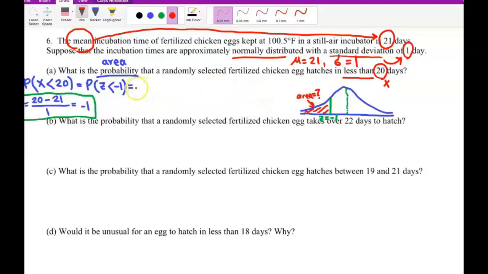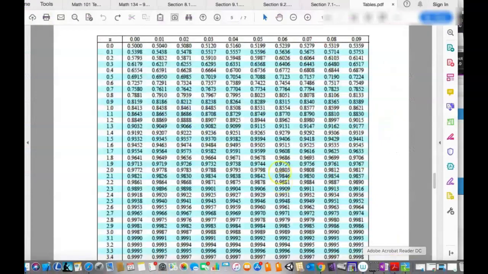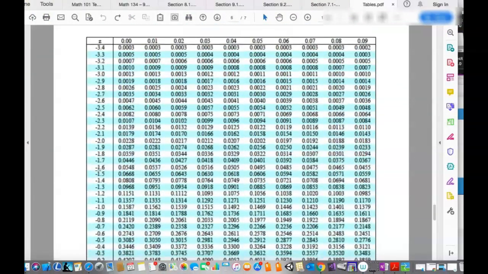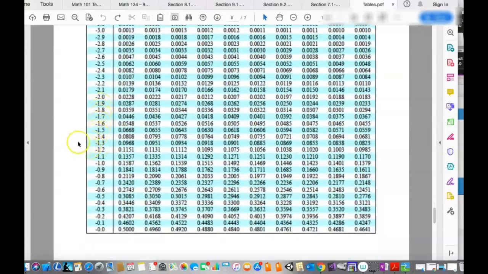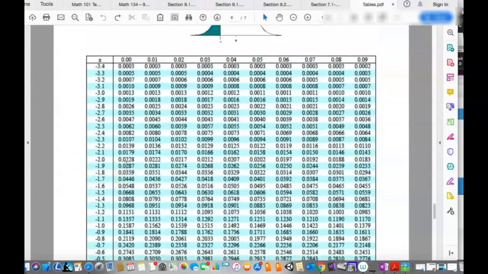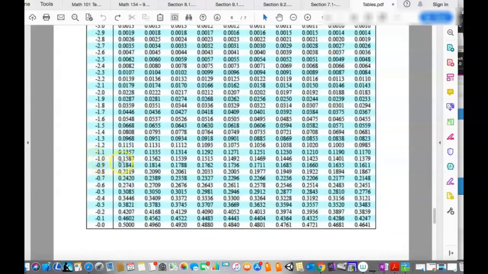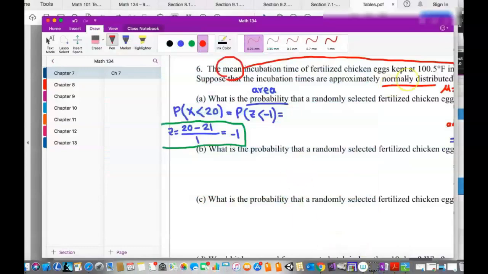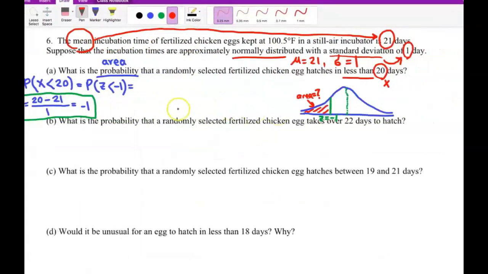Here again, we can use our table. So z equal to -1. These are positive numbers, and here we have negative numbers. Z equal to -1. So here is what we have, -1.0, and on top we have 0. So z equal to -1 is 0.1587. That is the area. So using the table, the answer for this part is 0.1587.